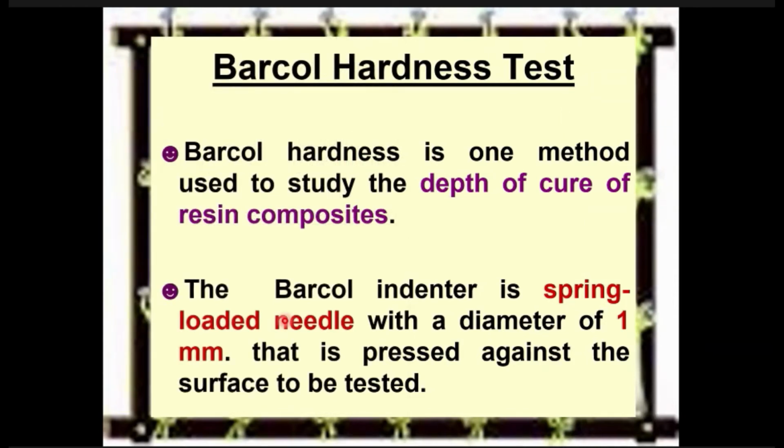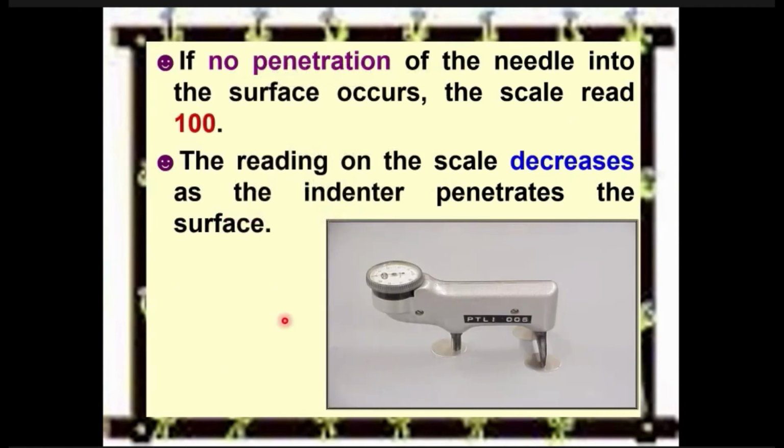Another test is the Barcol hardness test, which is used for composite materials for depth of cure. We can understand whether the surface of the material is hard and whether it is cured from the inside or not. So it tells us the depth of cure. If it is fully cured, it should be hard from the surface and inside as well. It comes with a spring-loaded needle with a diameter of 1 millimeter, which is pressed against the surface of the composite material, as shown in this image.